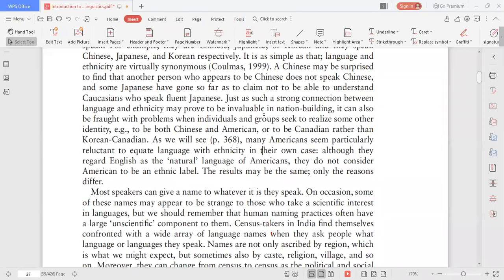Now, here, there is such a strong connection between language and ethnicity, and this strong connection may prove to be invaluable in nation building. Jati gotone eta ottonto guruttopurno. That is very much important to build a nation. The ethnicity is important there. It can also be fraught with problems. At the same time, ethnicity might also cause you problems. Problems where? Problems in language. Because different groups of people, they will use their language influenced by their ethnicity.